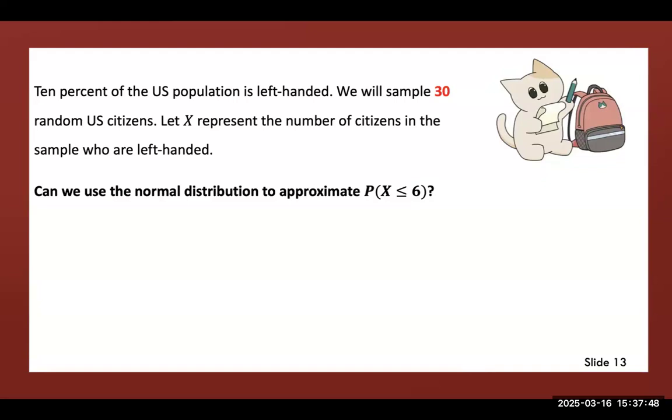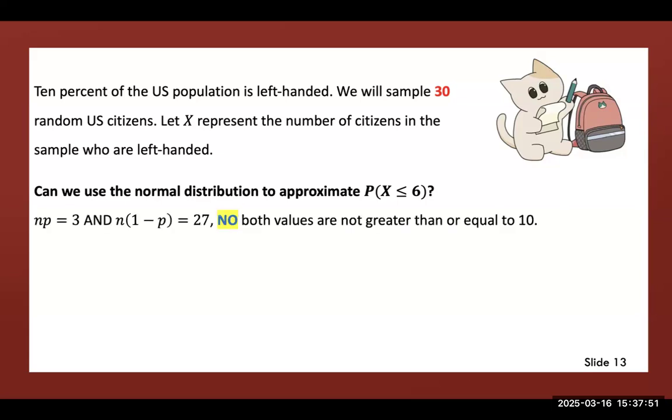Is 30 a large enough sample? Well, if I take 30 and multiply by 10%, the expected value is 3. And if I take 30 and multiply by the failure probability, I get 27. Those two numbers are not both greater than or equal to 10. So no, this particular sample is not large enough. If we were to look at the probability distribution, it wouldn't resemble the normal distribution enough to use the normal distribution to help us calculate this probability. So the answer is no. Both of these numbers need to be greater than or equal to 10.